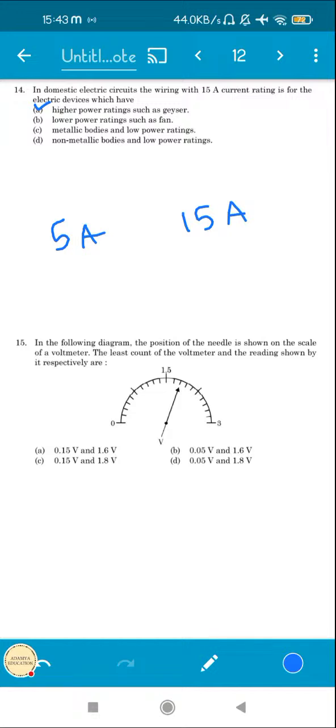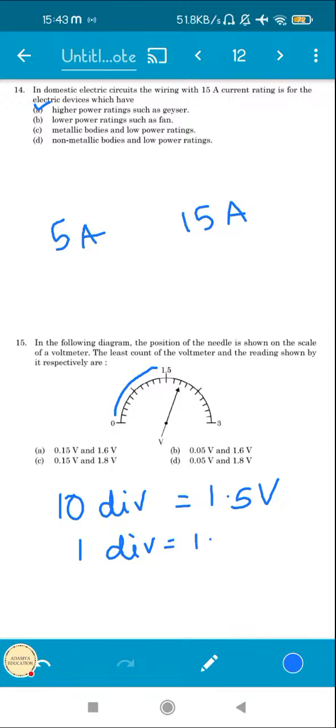So how many divisions are there from 0 to 1.5? If you observe clearly, you will find that 10 divisions will be equal to 1.5 volts. Like from 0 to 1.5, how many divisions are there? So if 10 divisions is equal to 1.5 volt, one division is equal to how much? 1.5 divided by 10, that is 0.15 volt.